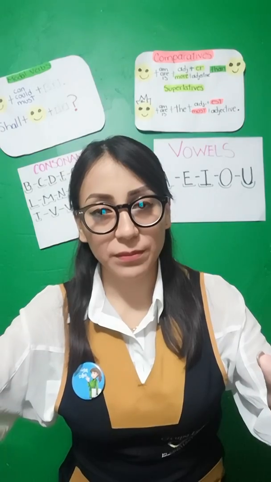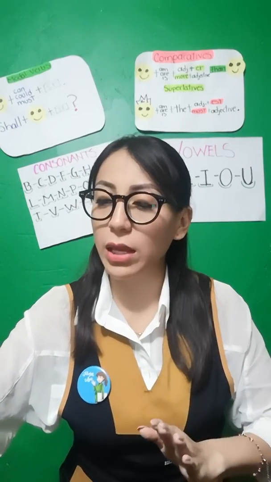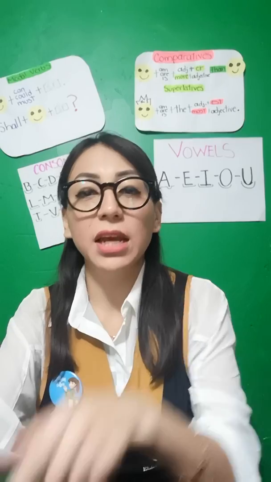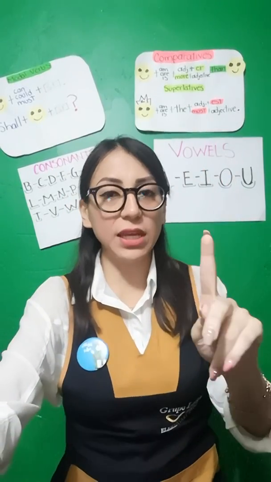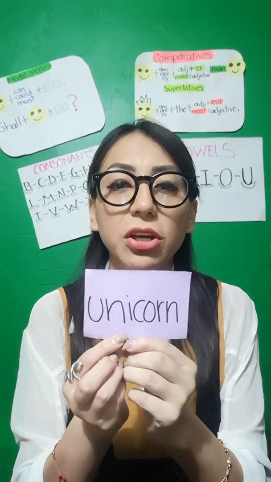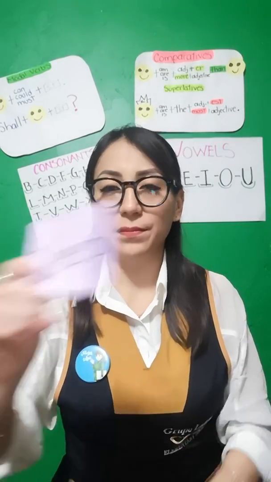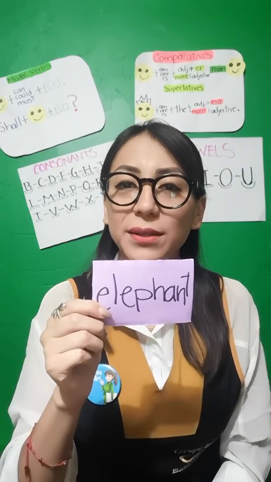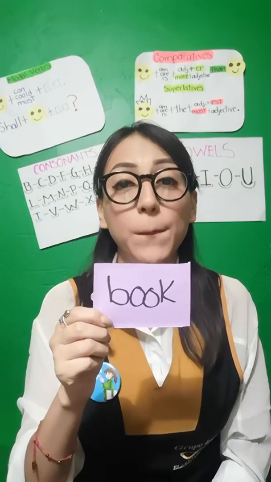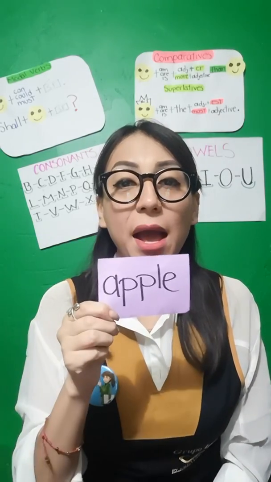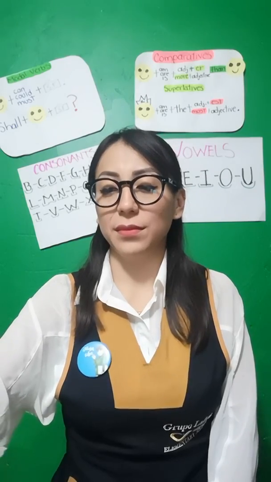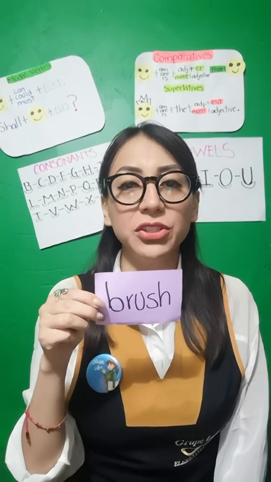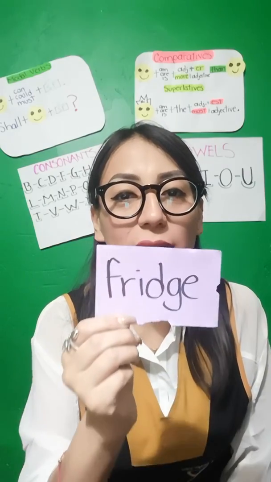Questions about this? Okay. So now, let's start. I'm going to show you some words, guys, and you have to do this in your houses. Okay. So, ready? Let's go. Unicorn, sheep, elephant, book, apple, iguana, brush, and the last one, fridge.